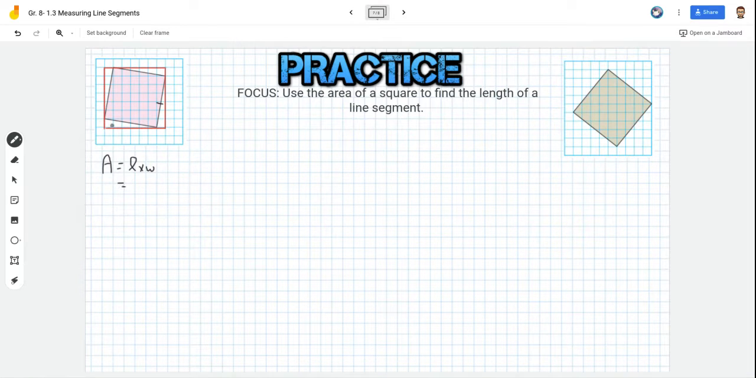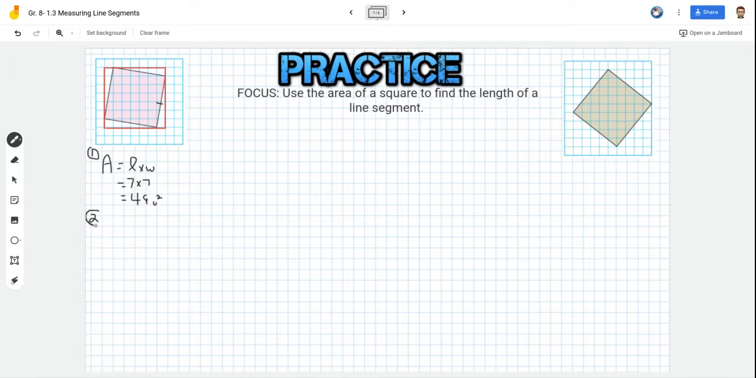And in this case, I just have to count up one side length. So I have 1, 2, 3, 4, 5, 6, 7. I'm just going to double check that. 1, 2, 3, 4, 5, 6, 7. So I have 7 multiplied by 7 is 49. Now because we didn't identify units, we're just going to use units squared for this.